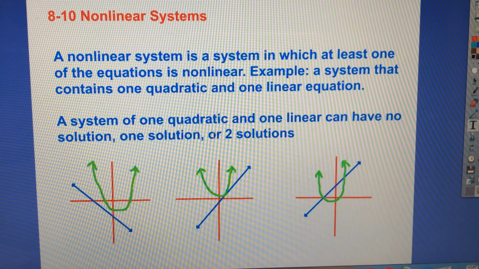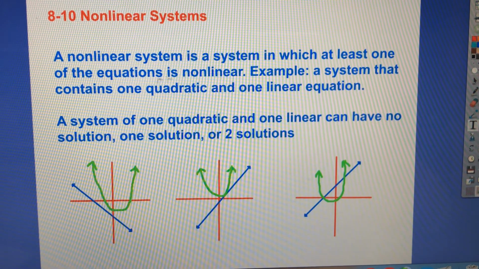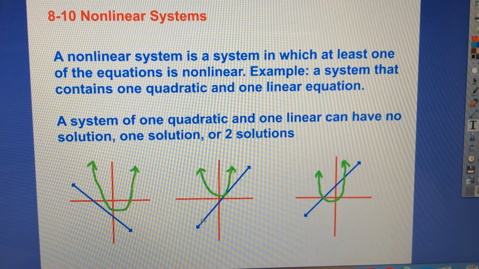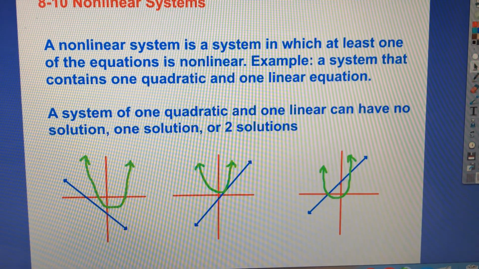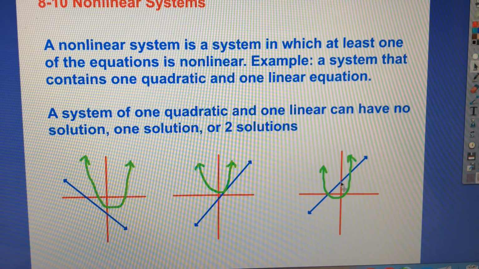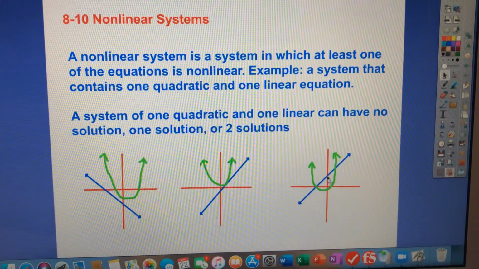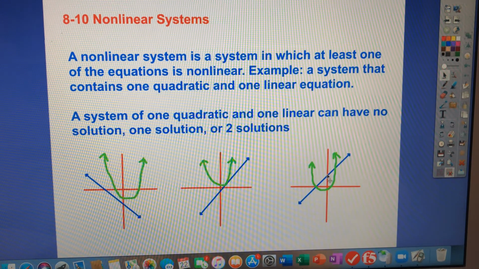A system of one quadratic and one linear can have no solutions, as you see in the first one. It can have one solution where it touches just once, or it can have two solutions where it touches twice. All three of these are possibilities.